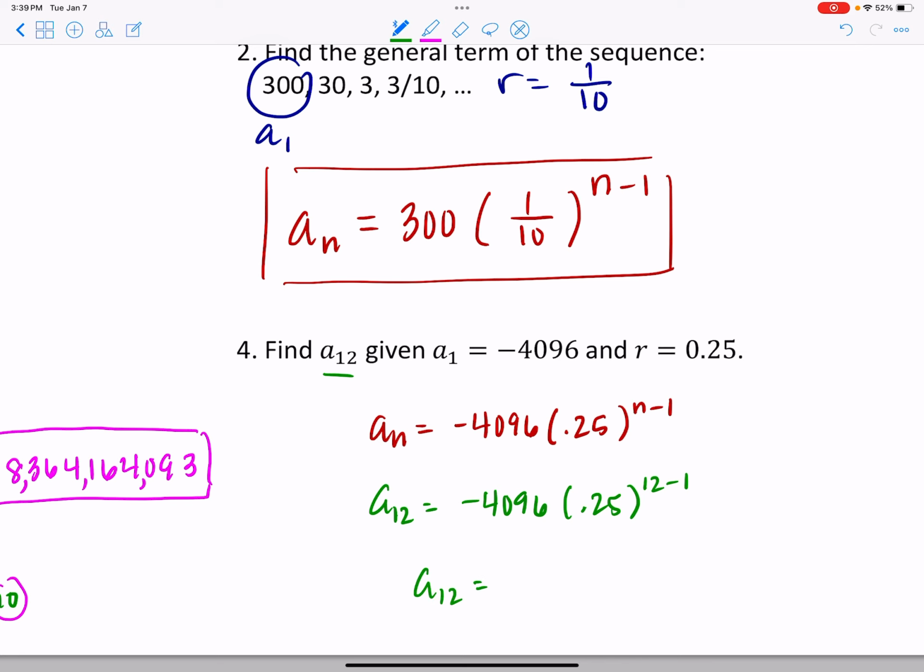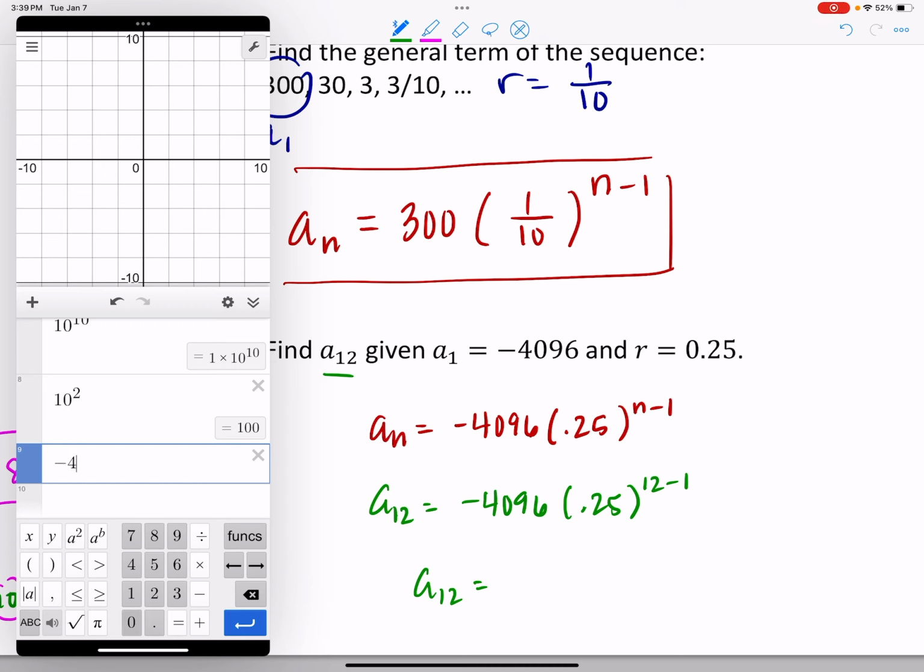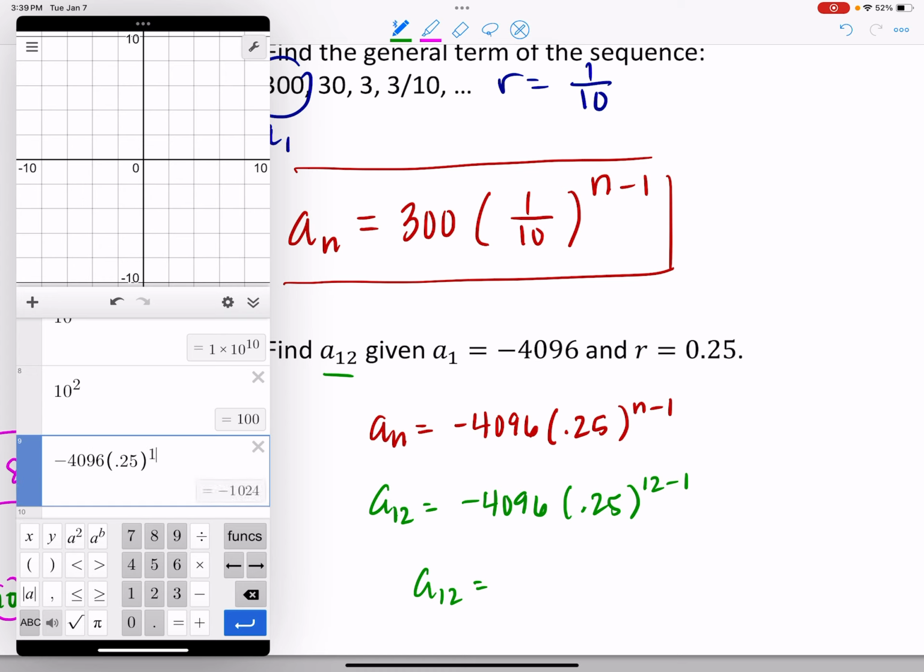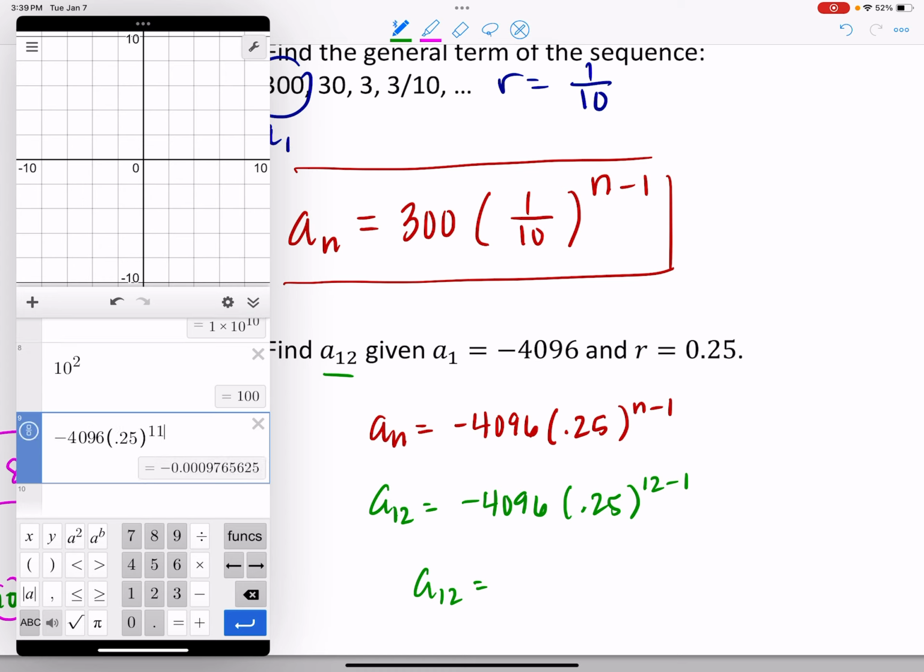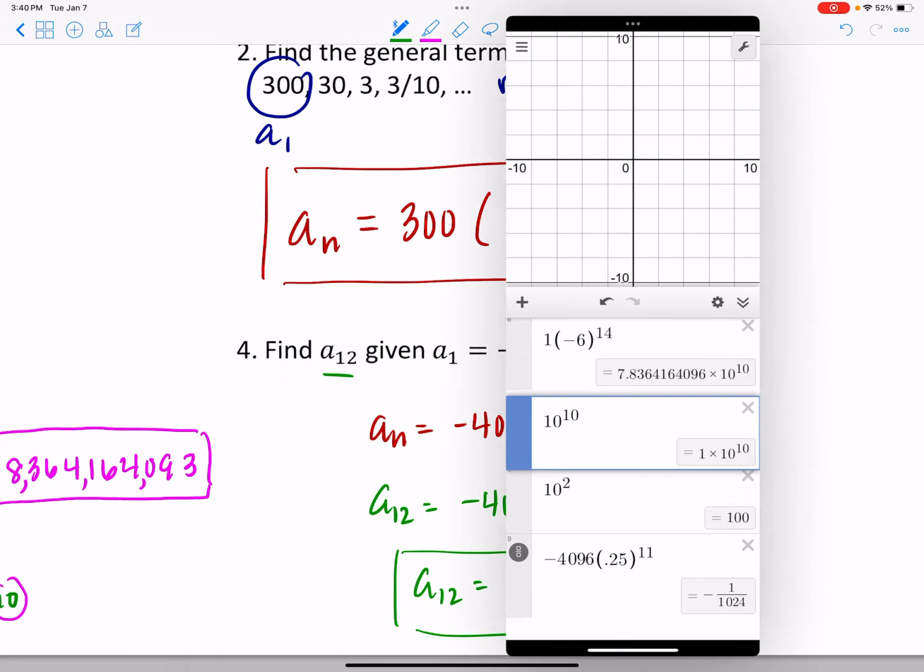And then again, I'm just going to go to my calculator with that. So I have negative 4,096 multiplied by 0.25. I'm going to raise that to the 12 minus 1, which is the 11th power. And I get an ugly decimal, which I don't want to round. You can write that decimal answer, but if I have the option to make it a fraction and the fraction is nicer to write, then I'll take that option. So yeah, this is a much nicer answer, in my opinion. So I'm going to make the fraction answer. If you wanted to write the decimal, again, the decimal would be fine.